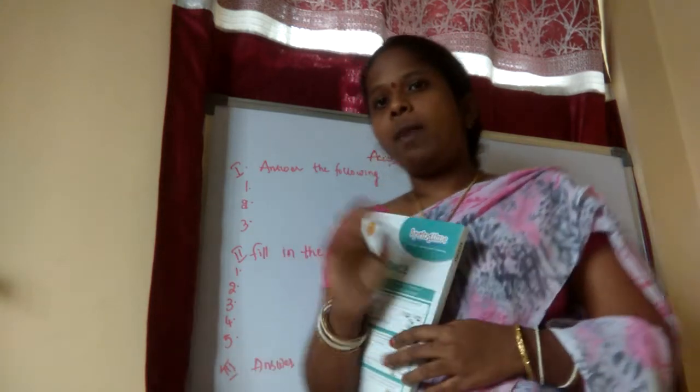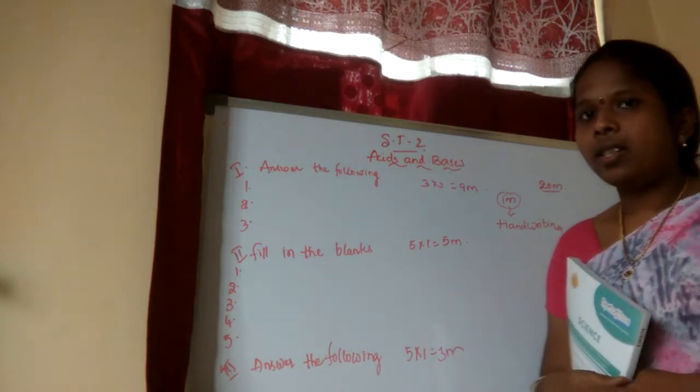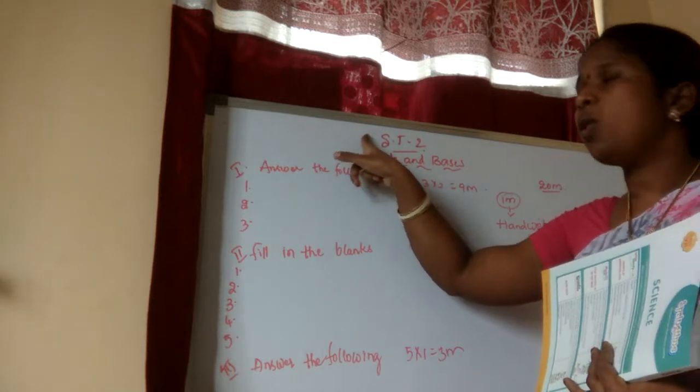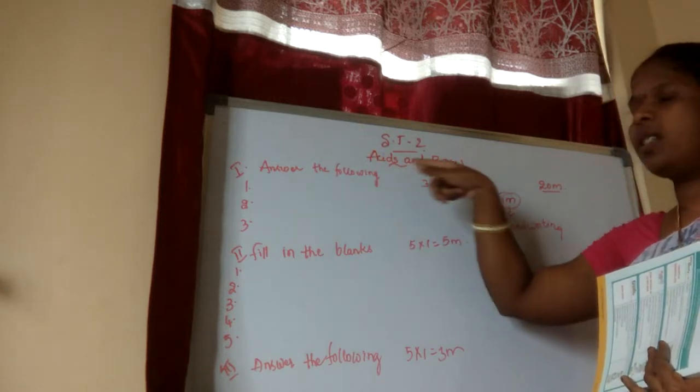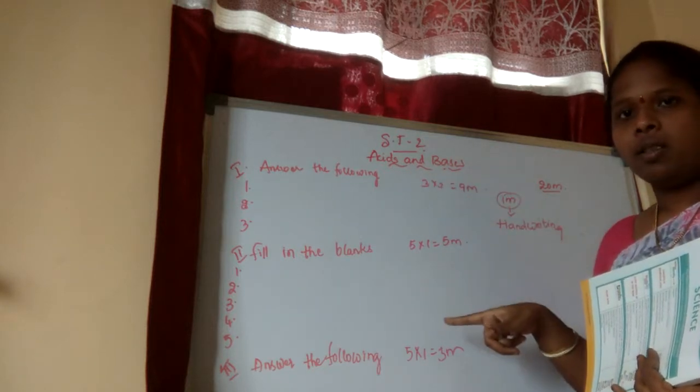In today's class, what are we going to discuss? Everyone knows very well, right? By seeing the board only you can tell. What is that? Today, which lesson? Science, second lesson. So everyone write the heading Science 2 and write Acids and Bases. Write the lesson name also: Acids and Bases.